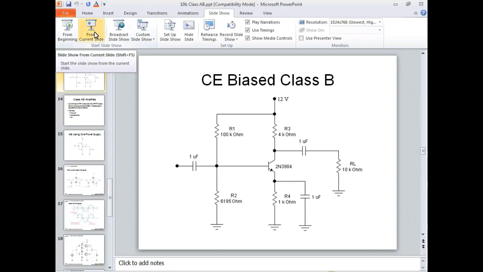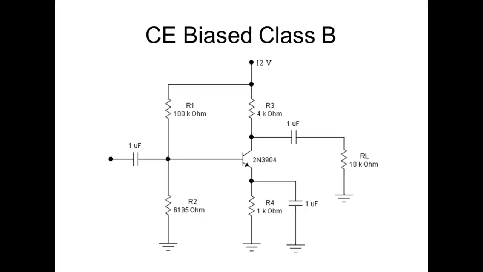So this is voltage divider bias. This guy right here should be classified B. And notice I'm not using standard resistors to make this work. So what would the base voltage be? So my top resistor is 100K. My bottom resistor is 6,195 ohms. So what would VB be equal to?